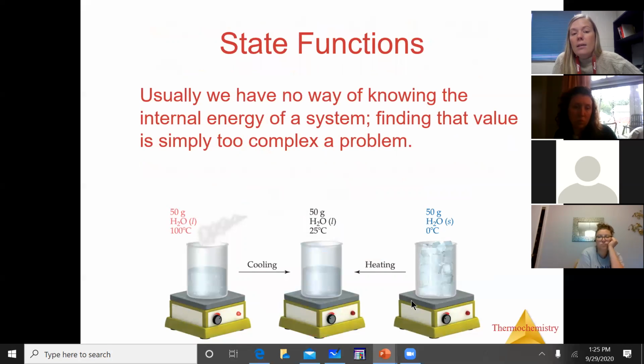So as far as our internal energy, we classify internal energy as a state function. We don't really have any way of calculating the internal energy of a system. It's just too complicated. Let's say we have this beaker of water here and it's 50 grams of water at 25 degrees Celsius. It has some sort of internal energy to it, combining any sort of kinetic movement energy or potential energy within the bonds. But it's a really, really complicated thing to take into account. So we don't actually know that value.